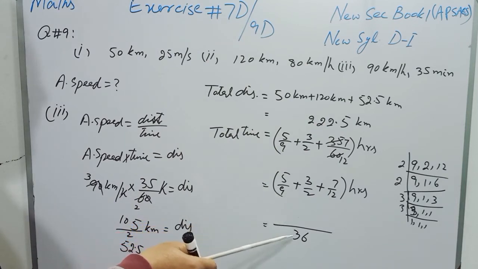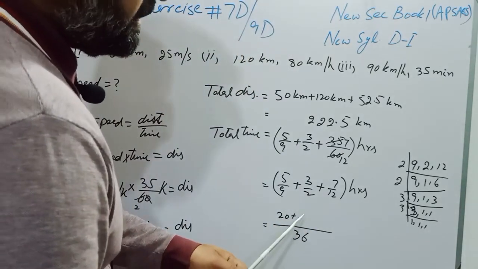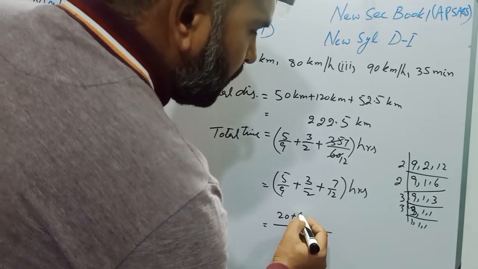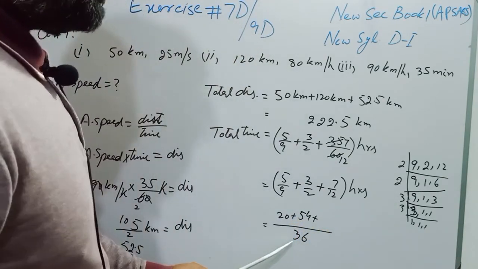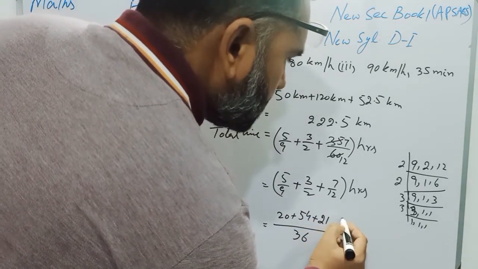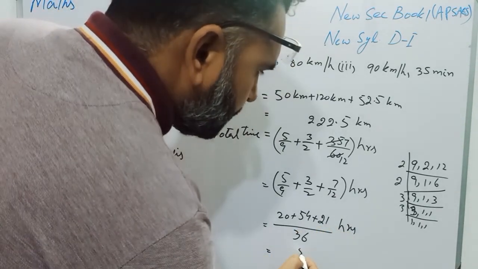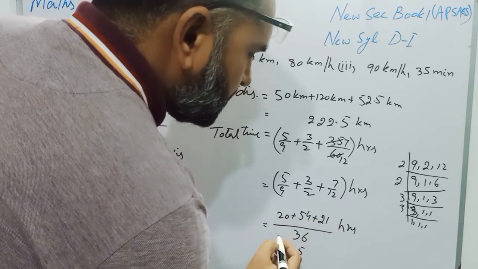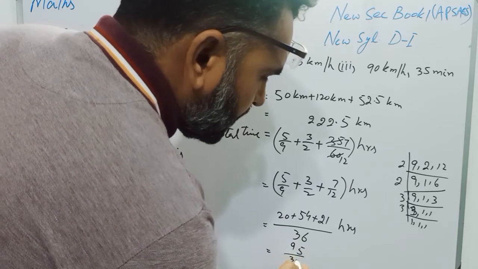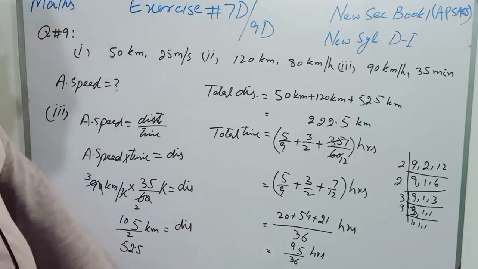36 divided by 9 means 4, and 4 5s are 20, plus 36 divided by 2 means 18, and 18 3s are 54, plus 36 divided by 12 means 3, and 3 7s are 21 hours. Now students, 1 plus 4 means 5. 2 plus 5, 7 plus 2, 9 over 36 hours. So the time is 95 over 36 hours.